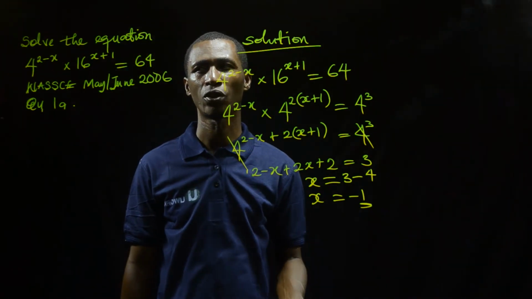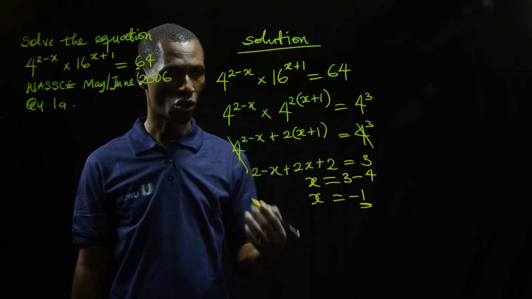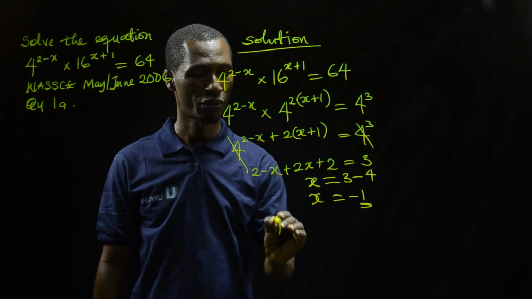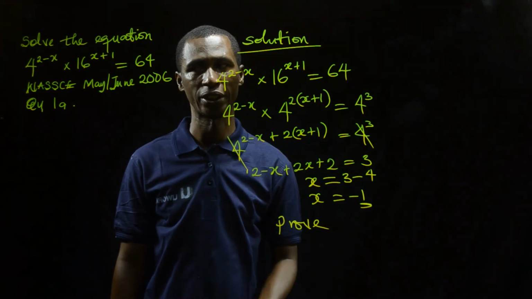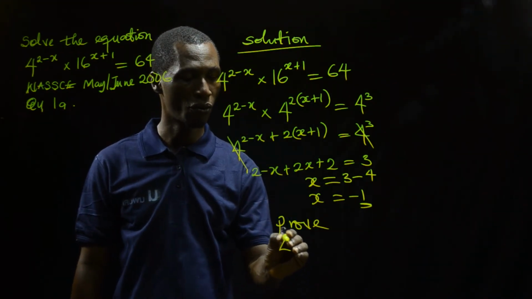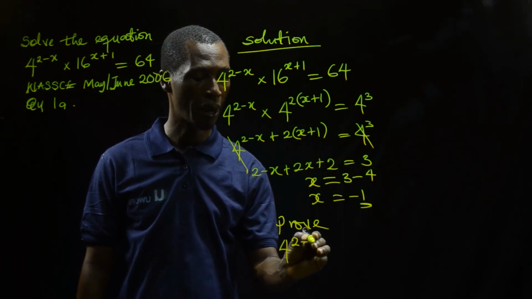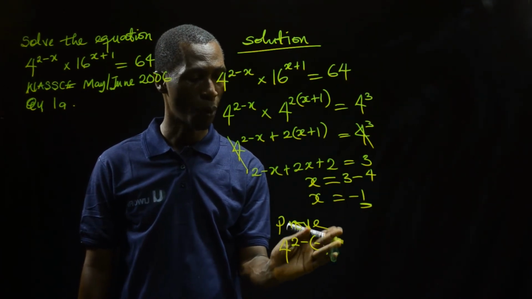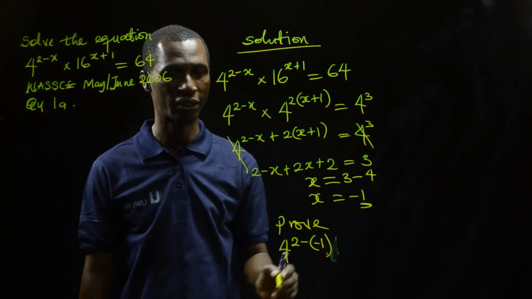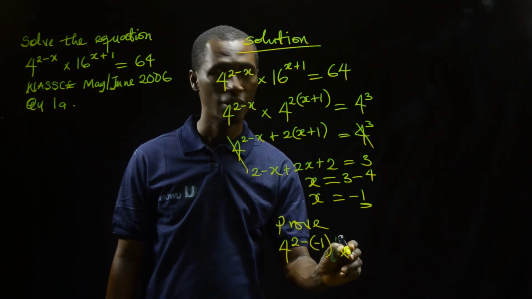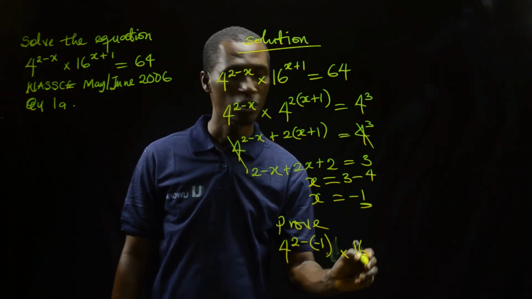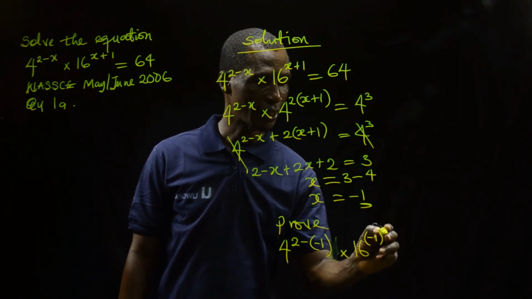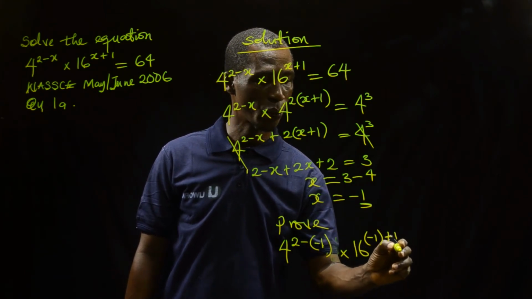If you really want to prove that what you have done is correct, go back to the equation and substitute x into it. Now we are going to prove that what we've done is correct. So in proving, I have my 4 to the power 2 minus minus 1, because x is minus 1. So I put minus 1, I close my bracket, times 16 to the power x, and we know x is minus 1 plus 1. What are we going to get?